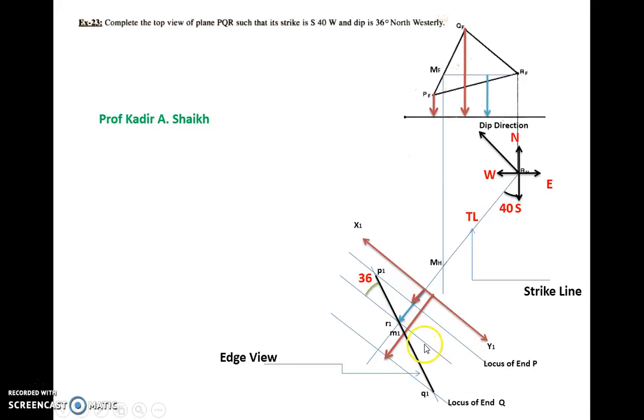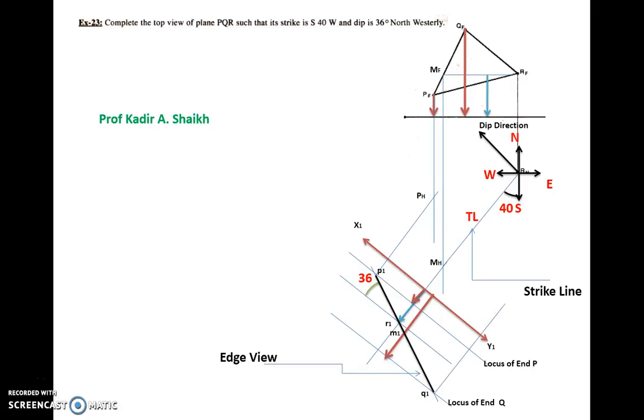This opposite angle of this edge view with x1, y1 will be obviously 36 degree. And the dip point P1 will be the dip point. Now take the projection of P1 in opposite direction. Take the projection of PF, both will cut at PH.